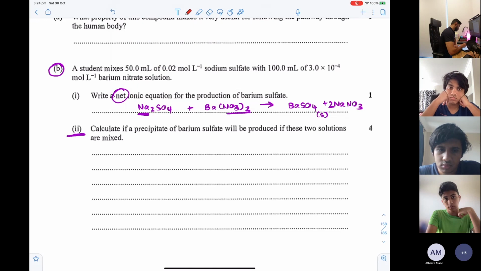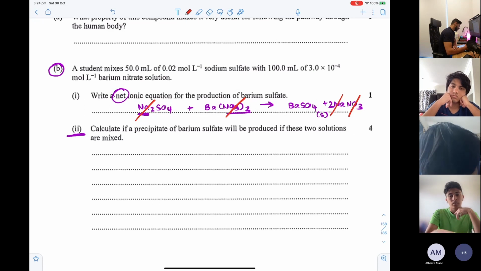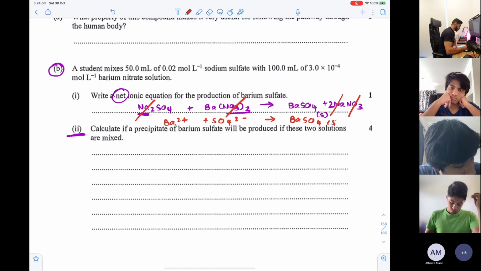You can remove them because they're spectator ions. Very good, right? So we get rid of them, get rid of that, get rid of that. So the key reaction here is Ba2+ plus SO4 2- gives me BaSO4. That's what you should have written at the top to get 4 marks, okay?